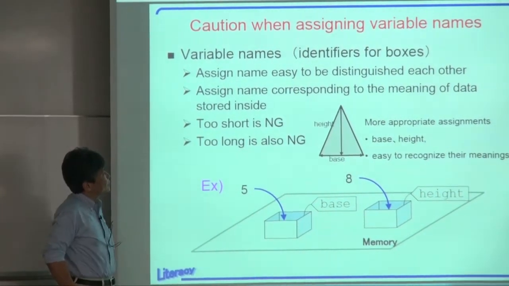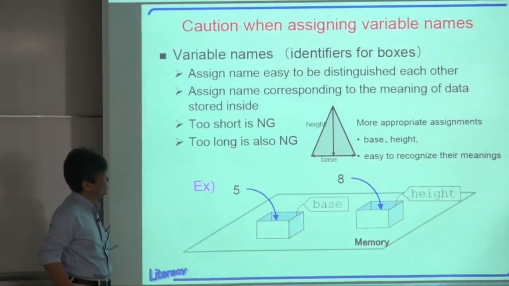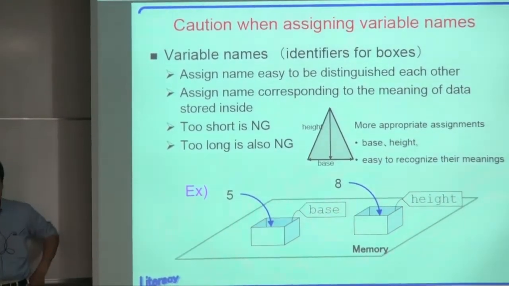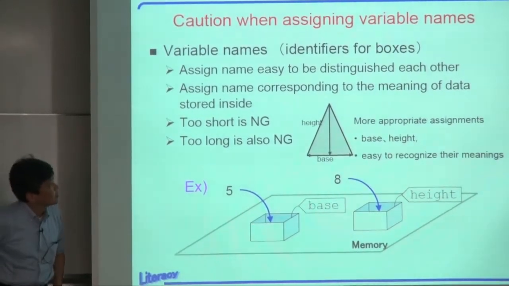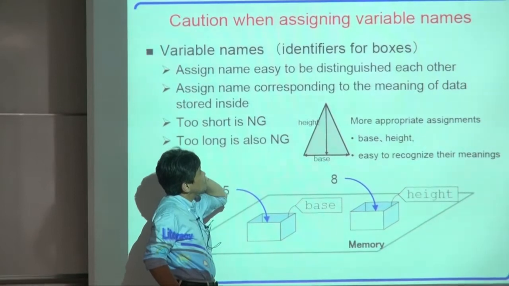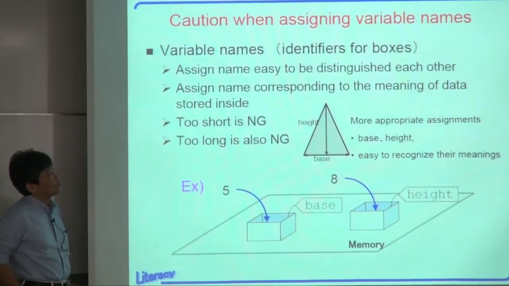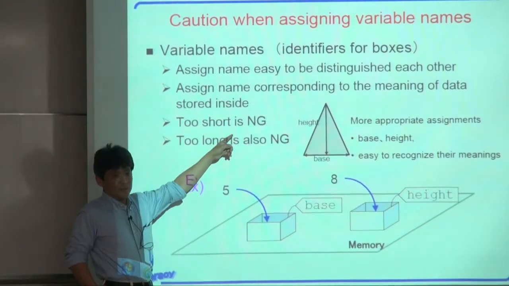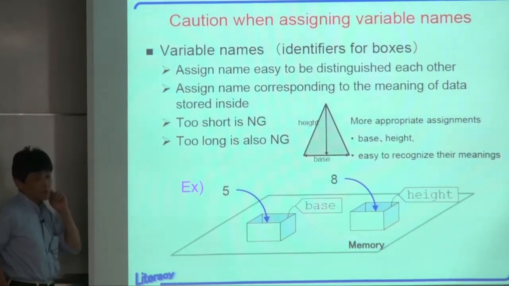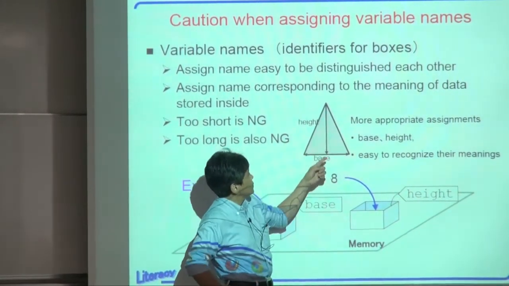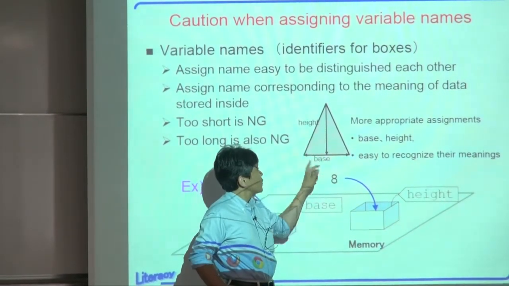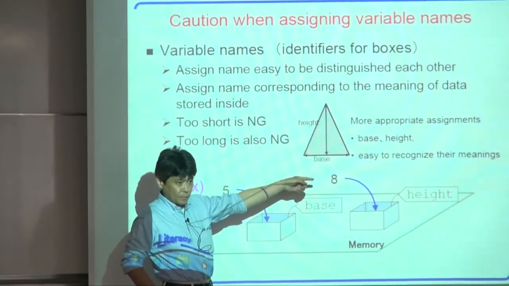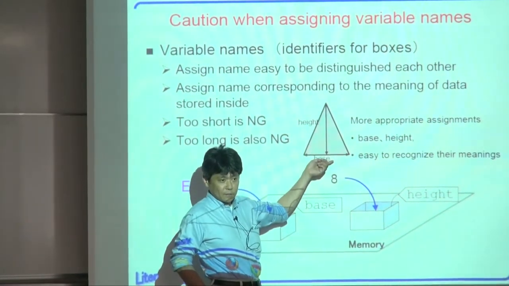This sheet also shows a standard guideline for specifying variable names. Of course, it's better to assign a variable name that is easy to understand, one that corresponds to the meaning of the data actually stored in the variable. Too short a name is not good, and too long a name is also not good. This is a good case. A triangle usually consists of two variables, base and height. In this case, base and height are used as variable names for calculating the area of the triangle.